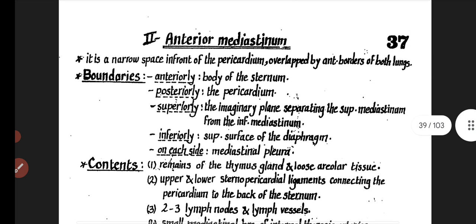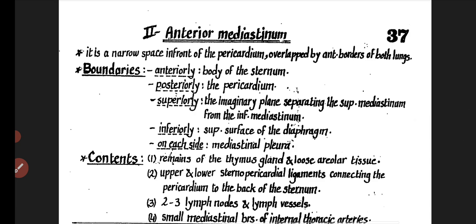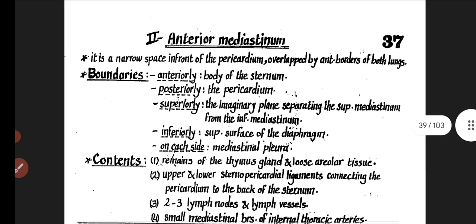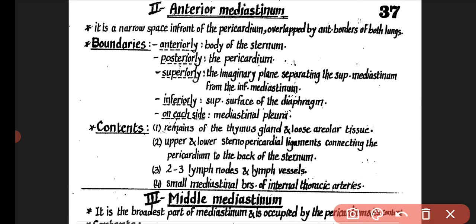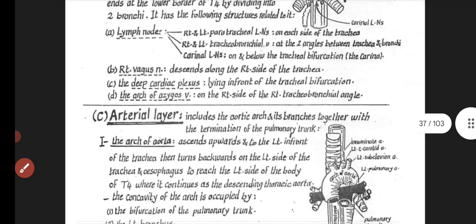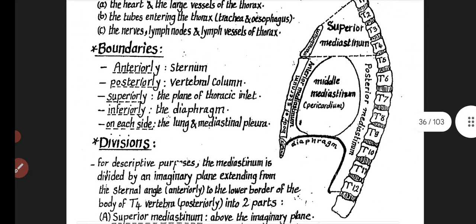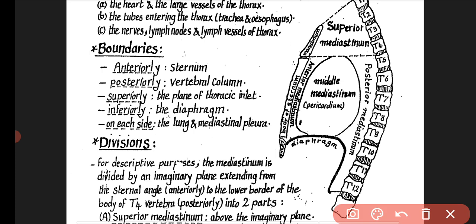And next is the inferior mediastinum. The inferior mediastinum is further subdivided into three: anterior, middle, and posterior. So first we will know the anterior mediastinum. It is the narrow space in front of the pericardium, overlapped by the anterior border of the lungs. This one is the anterior mediastinum, this one is the middle mediastinum, which is the pericardium, and this is the posterior mediastinum.